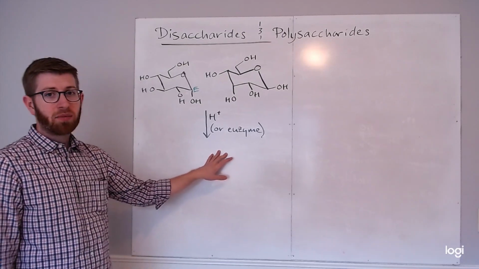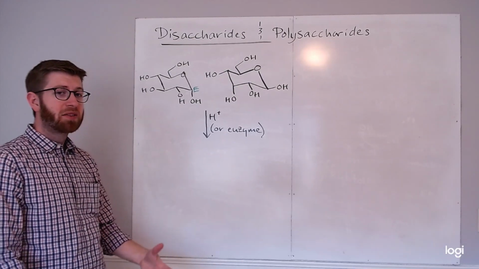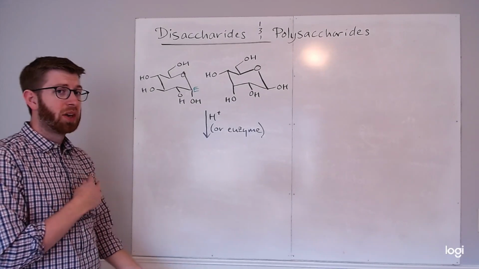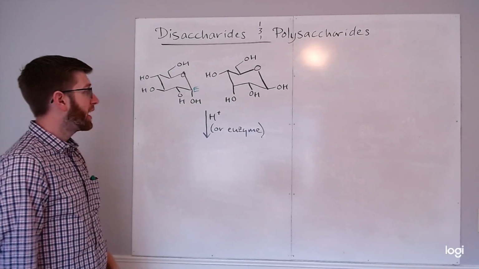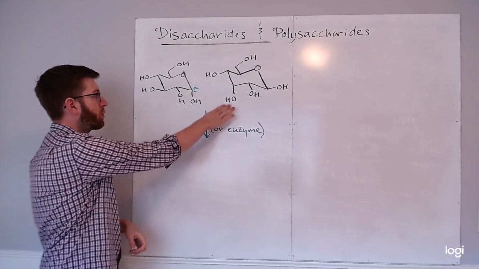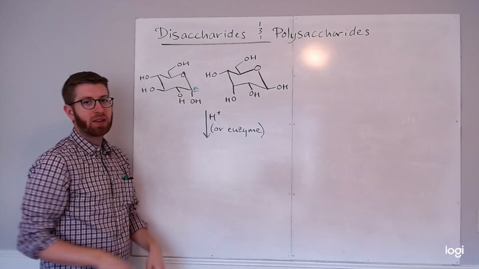An enzyme could actually specify which of these alcohols will act as a nucleophile, which is cool. This is one of the things that enzymes are really good at: they'll hold these two structures exactly in place so that only one of these alcohols can really get at the electrophilic site.